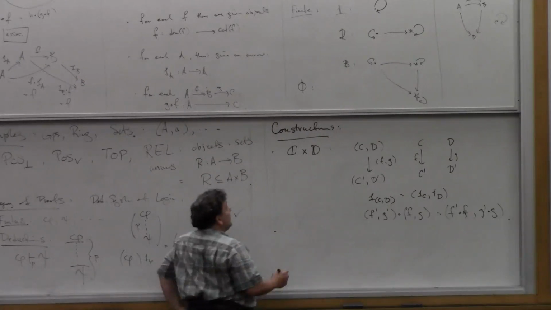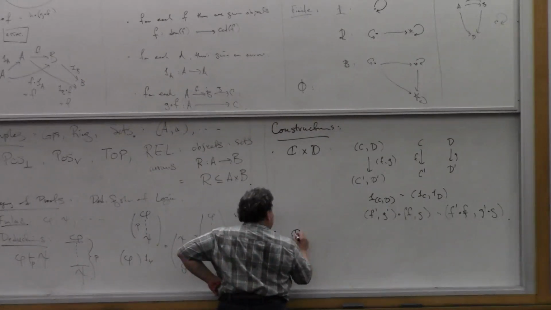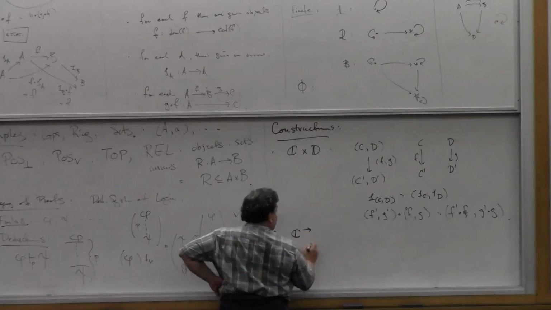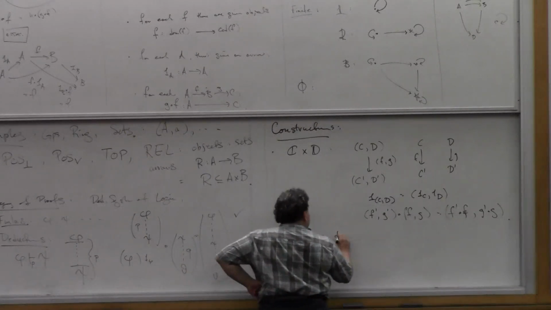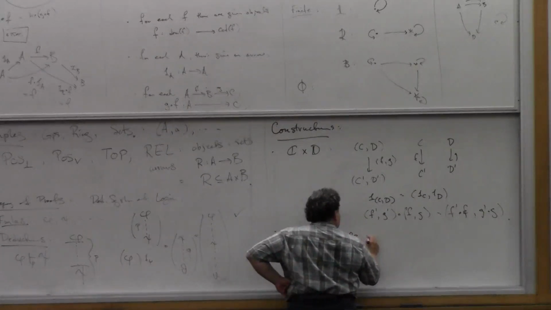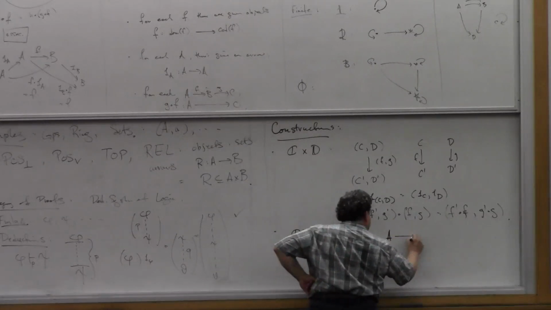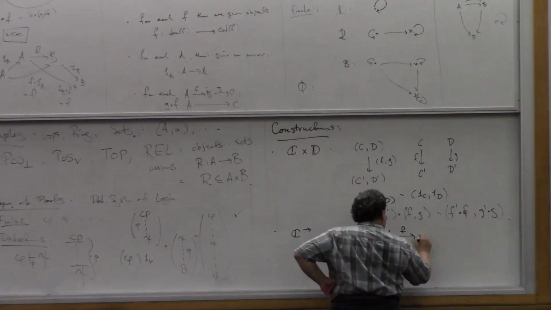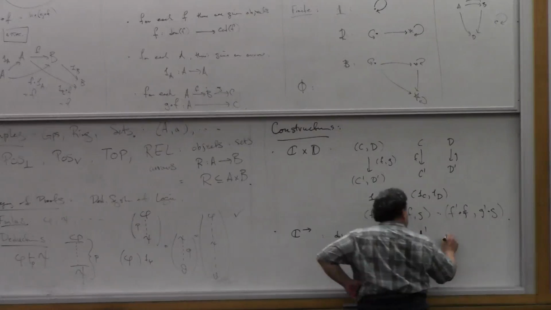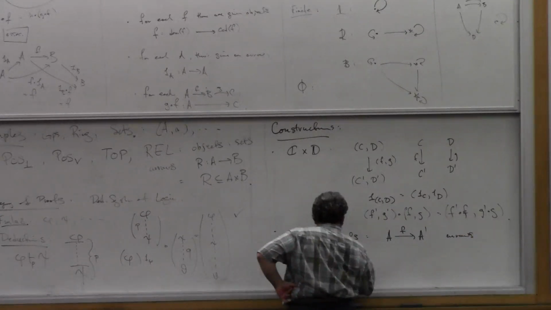Another example of a construction on categories is the arrow category. So given a category C, the arrow category of C has as objects the arrows of C. So let me say A, f, A prime, arrows of C. Arrows.